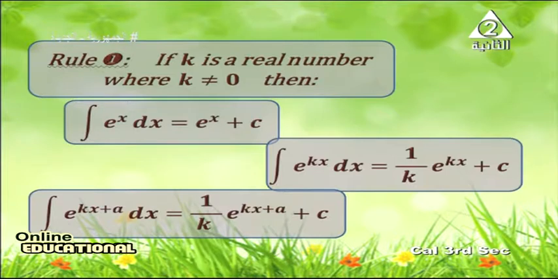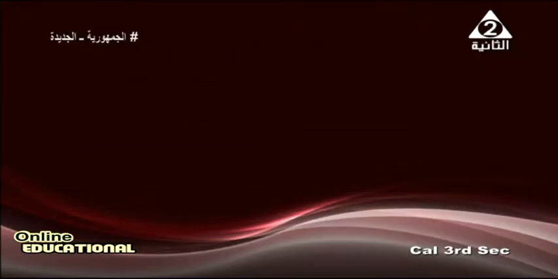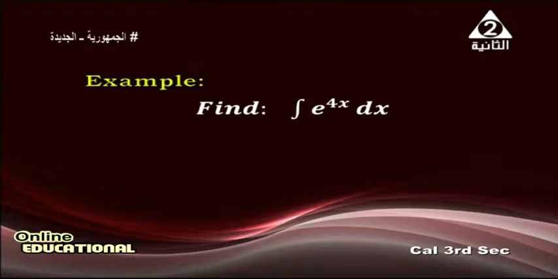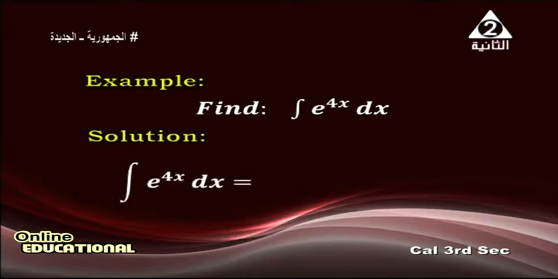Now let us move to the next example. Find the integration of e power 4x dx. The integration of e power 4x equals e power 4x divided by 4, or 1 over 4 times e power 4x, plus the constant c.